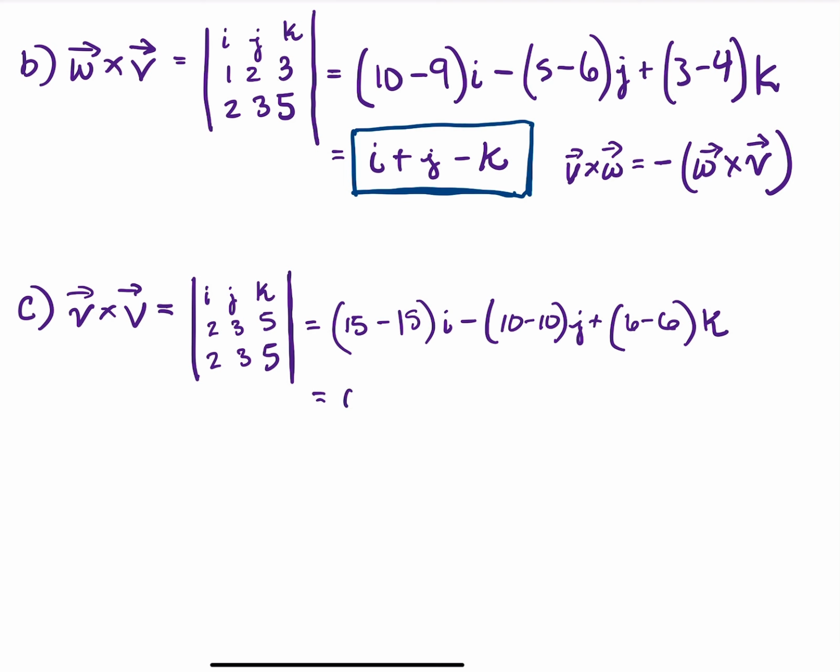So we get 0i minus 0j plus 0k. That gives us the 0 vector. The vector with 0 for all of its components. So if we cross a vector with itself, it just reduces to the 0 vector. That will be another property that we'll see.